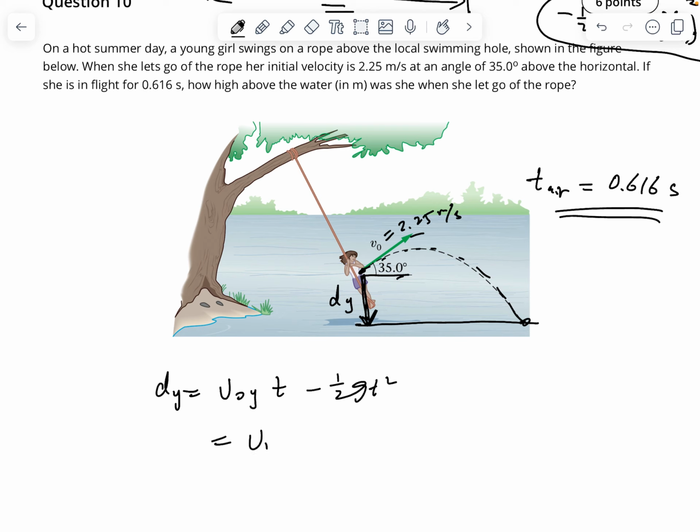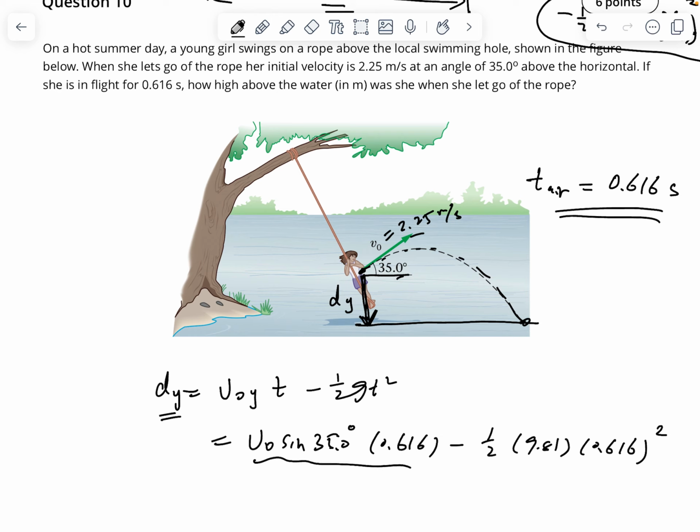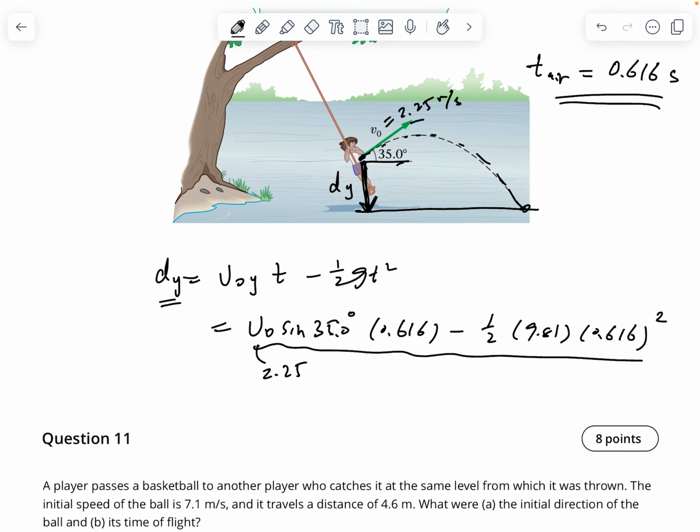You see, this is v naught sine 35.0 degrees, times t, which is 0.66, minus half times 9.81 times 0.66 squared. And you can tell this guy is a negative value. When you plug in 2.25, you get a negative value, because indeed the displacement on the y-axis is negative.